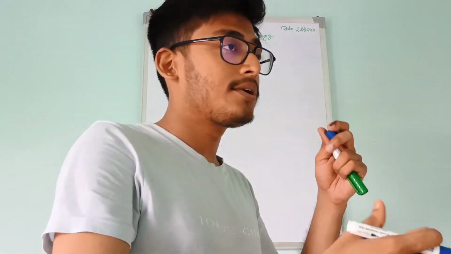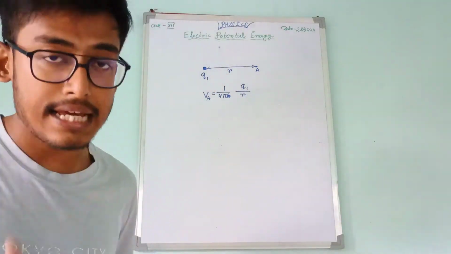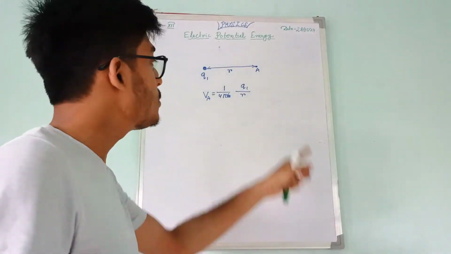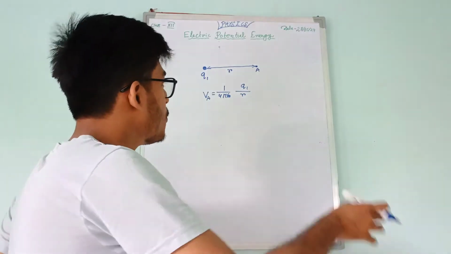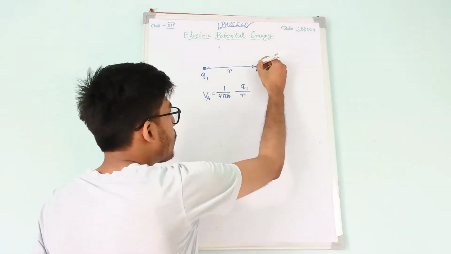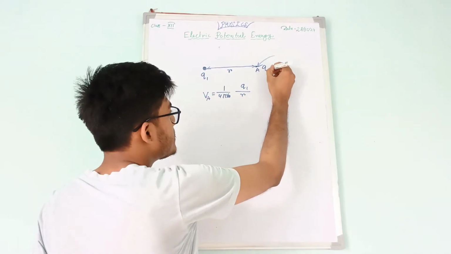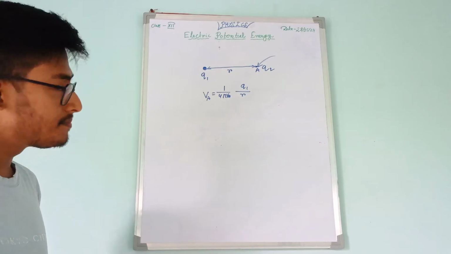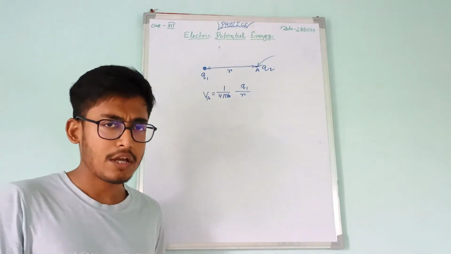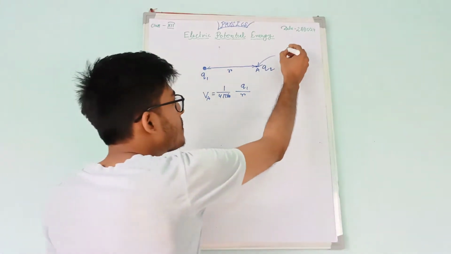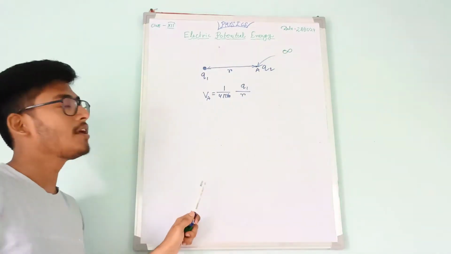Now, if we are talking about potential energy, we have to bring another charge to that particular point to calculate the potential energy of this point, right? So I am now placing one more charge. Let the charge be q2 here. Now, can you tell me what is the work done needed to bring this charge from infinity to that particular point A?